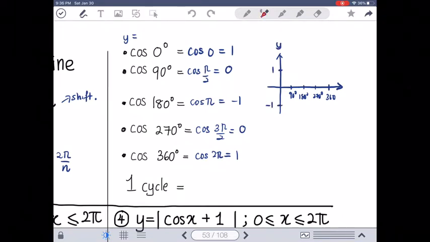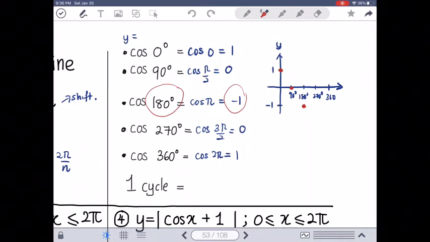If you plot the graph, when x equals 0, y equals 1. When x equals 90, y equals 0. When x equals 180, y equals -1. When x equals 270, y equals 0. At 360 degrees, y equals 1. Somehow the graph will look something like that. So one cycle of a cosine graph looks like that. It's like a bowl of cereal.